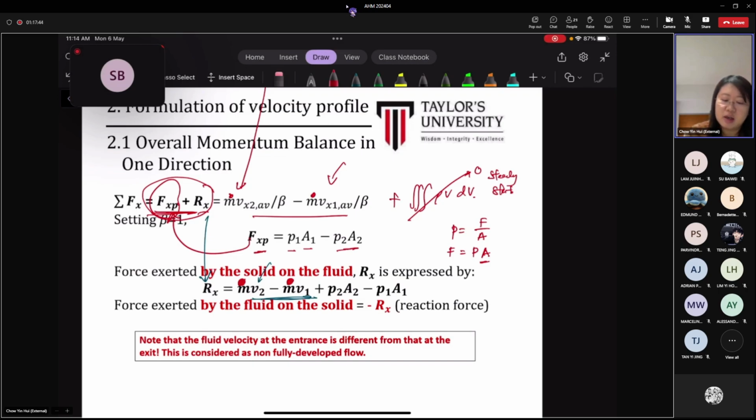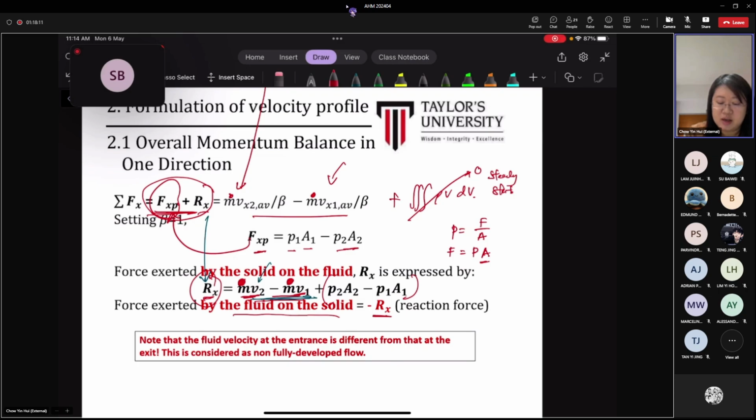So the solid surface force is equal to the net momentum efflux, the rate of momentum leaving the system minus the rate of momentum entering the system, plus the pressure force. Now this Rx would be positive if it's the solid surface force acting on the fluid. But if it's in the opposite direction, the force exerted by the fluid on the solid, then it will take a negative value.